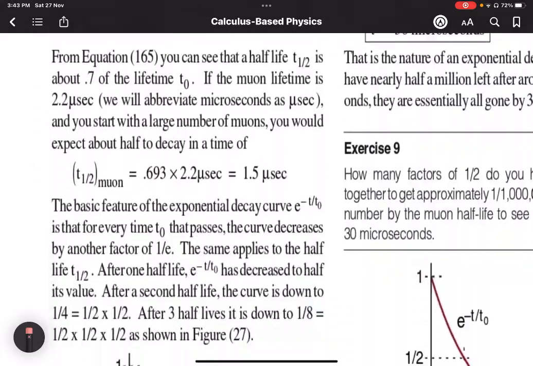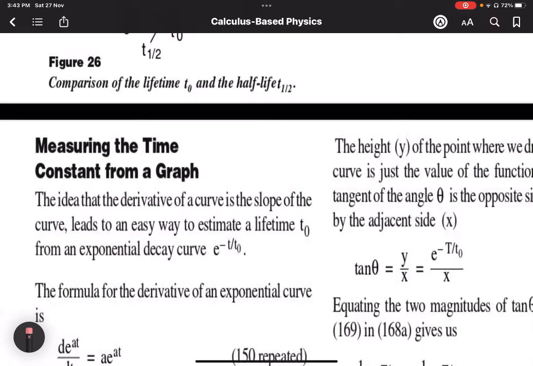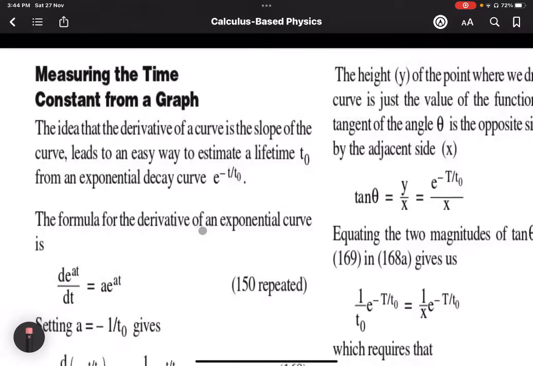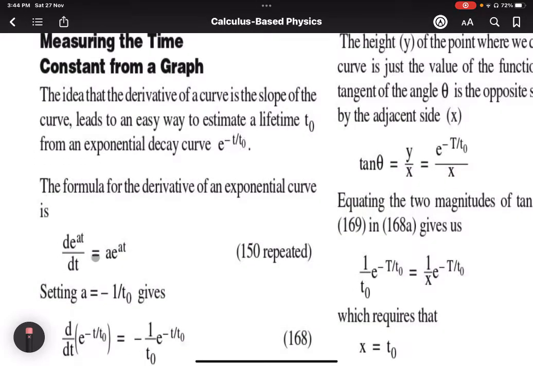So, ano sabi natin, yung slope is equal to the derivative of the curve. The idea that the derivative of a curve is the slope of the curve leads to an easy way to estimate a lifetime T0 from an exponential decay curve of e to the negative t over t0. So remember, si T0 ay equivalent sa lifetime. The formula for the derivative of an exponential curve is d(e^(at))/dt equals a e^(at).